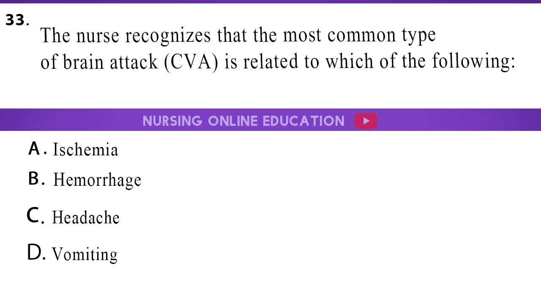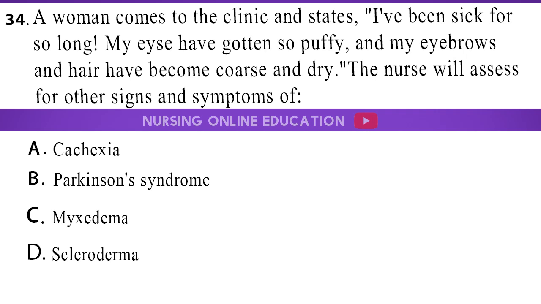CVA, is related to which of the following? A. Ischemia, B. Hemorrhage, C. Headache, D. Vomiting. The answer is option A, ischemia. 34. A woman comes to the clinic and states, "I've been sick for so long. My eyes have gotten so puffy, and my eyebrows and hair have become coarse and dry."